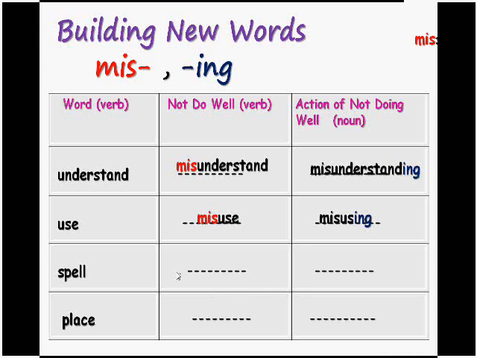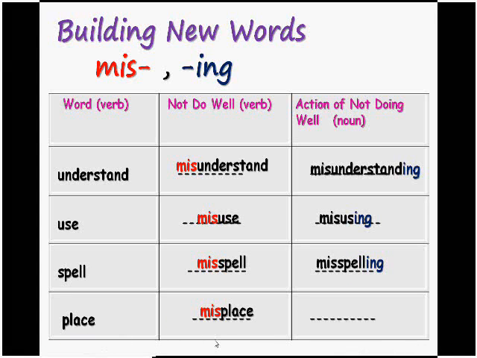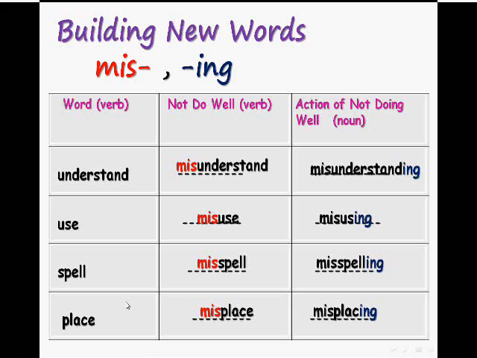Then we have the verb spell. So it's misspell when you write the word in a wrong way. And the action is misspelling. Place, of course, not do well, misplace, which means that you put something in a wrong place. And of course the action is misplacing. Okay? So again here, this is a new way of building new words by adding miss or ing to give me a new meaning. But we're still using the same word. Okay?